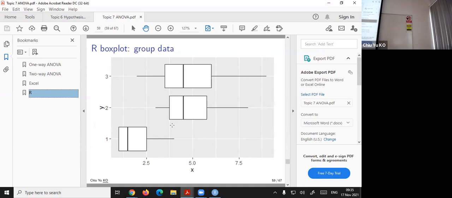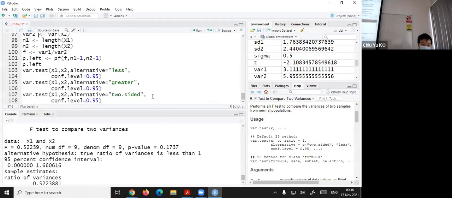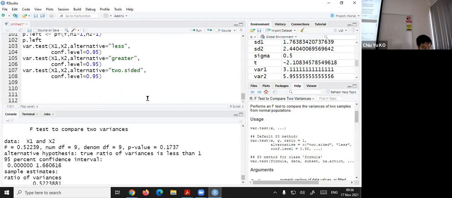Because group 1 is different from group 2, different from group 3, we'll do Anova based on this. It's very simple. Just call Anova with X and G, then what data you're using, and then put a summary, then you're done. So that is how we are doing. So let's do Anova from scratch. We're doing one-way Anova.